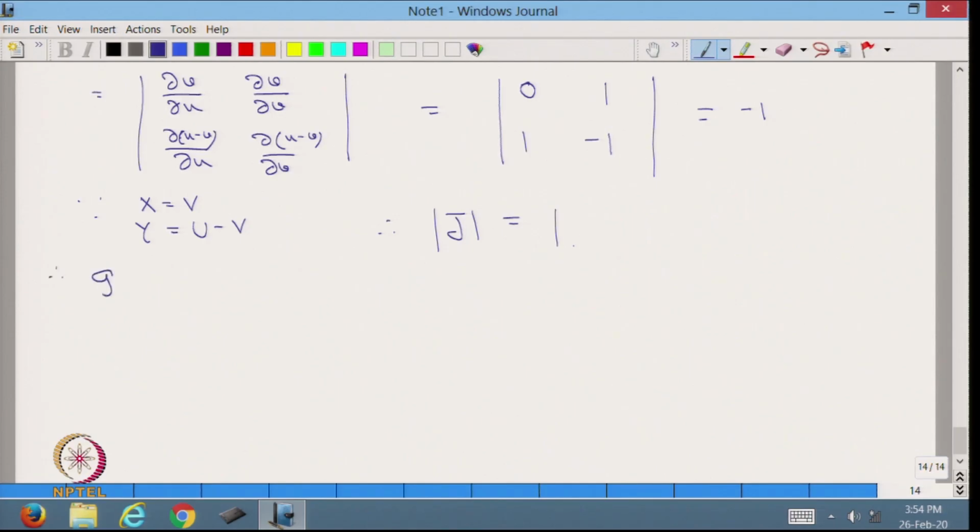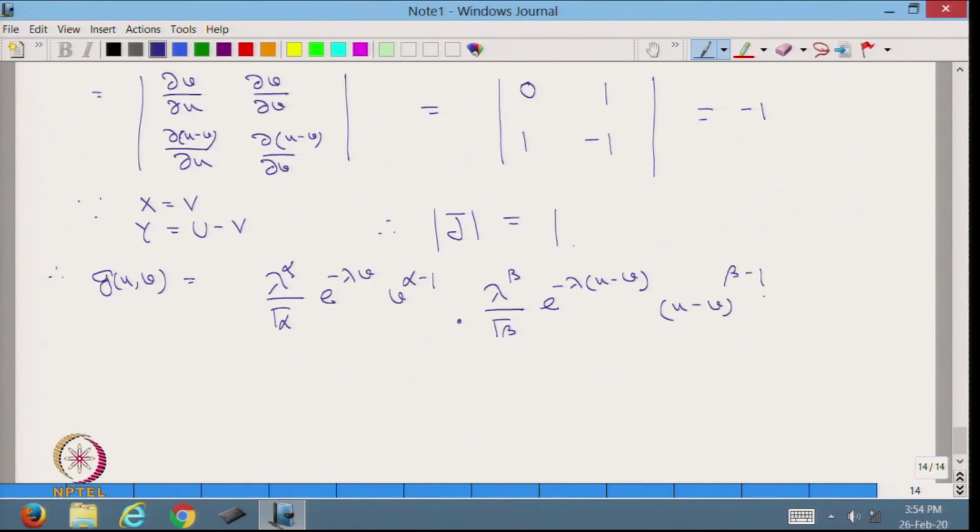Therefore, g u comma v is equal to lambda power alpha upon gamma alpha e to the power minus lambda v, v to the power alpha minus 1. This we get from the distribution of x multiplied by lambda power beta upon gamma beta e to the power minus lambda u minus v into u minus v to the power beta minus 1.